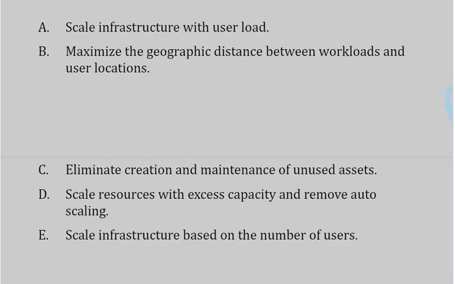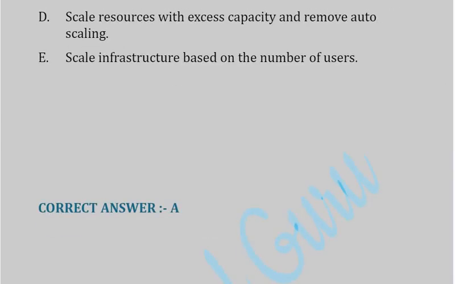Option C, eliminate creation and maintenance of unused assets. Option D, scale resources with access capacity and remove auto scaling. Option E, scale infrastructure based on the number of users. Correct answer is option A.